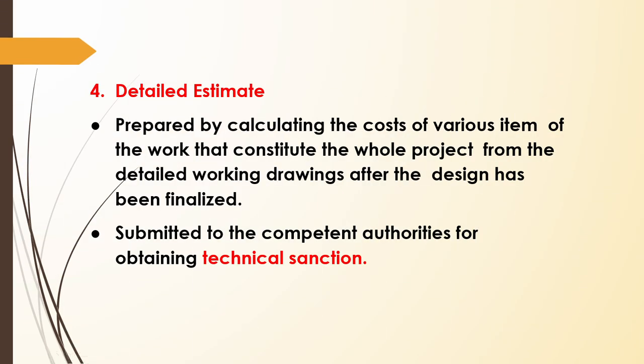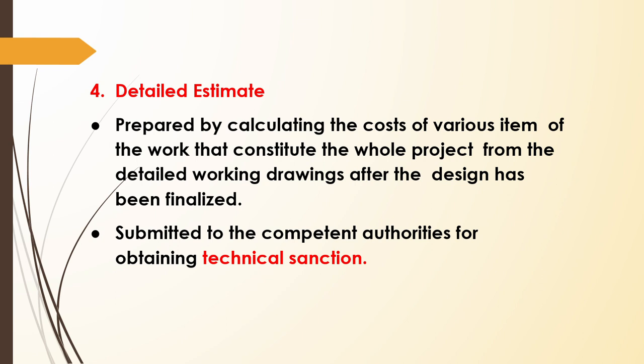Now another type of estimate is the detailed estimate. After getting approval for the approximate estimate from an authority, we will prepare the detailed estimate for getting the technical sanction, the final permission or confirmation from the authority. For getting the technical sanction we have to provide very accurate quantities, very accurate cost and the amount to be incurred in that particular project in a very accurate manner.